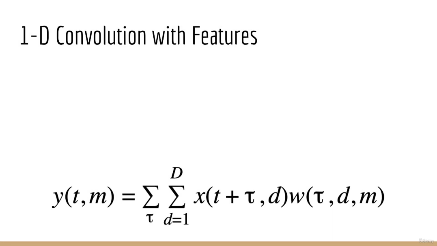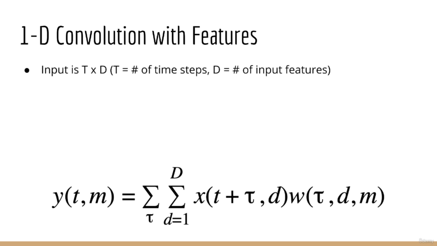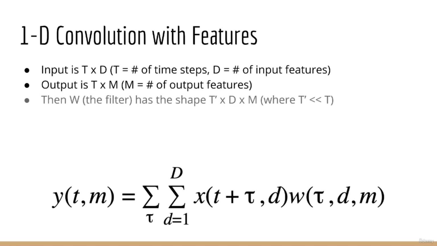And remember that another thing we can do is add on features. So imagine X as a t by d array, where t is the number of time steps and d is the number of input features. Then imagine the output as another two-dimensional array of size t by m, where t is the number of time steps and m is the number of output features. Then W must be a three-dimensional array, t by d by m, and then we would have the equation that we see here.